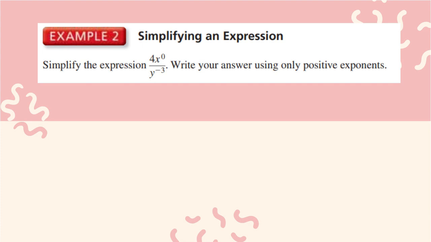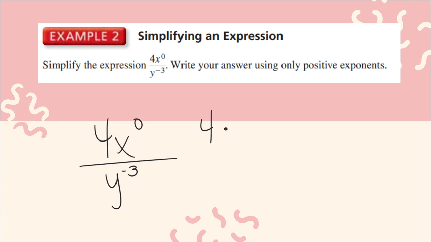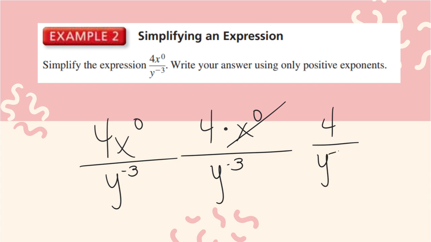In example 2, we have 4x to the power of 0 over y to the power of negative 3. If you recall, any variable next to a number, we're going to have a what? Multiplication. So this basically means 4 times x to the power of 0 over y to the power of negative 3. By the definition of exponents, x to the power of 0 cancels out, and we're left with 4 over y to the power of negative 3.